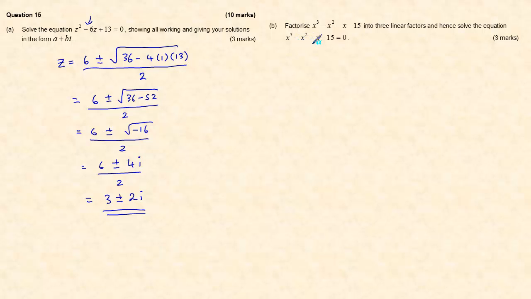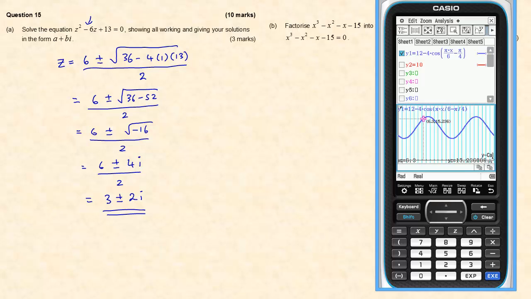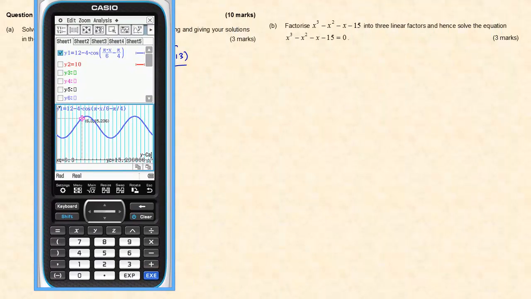Factorize x cubed minus x squared minus x minus 15 into 3 linear factors and hence solve the equation x cubed minus x squared minus x minus 15 is 0. Now the fact that this is in a complex numbers question might tell you that this doesn't factorize to all real factors. And once again we can use the power of the calculator. It doesn't tell us to show all workings.